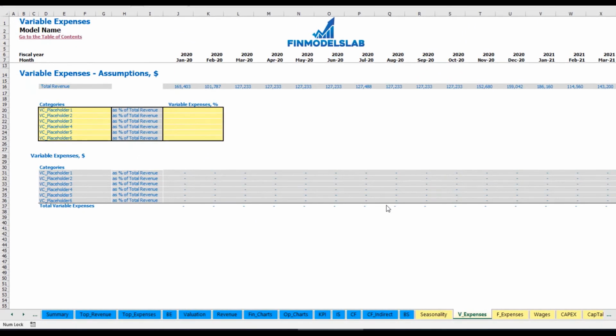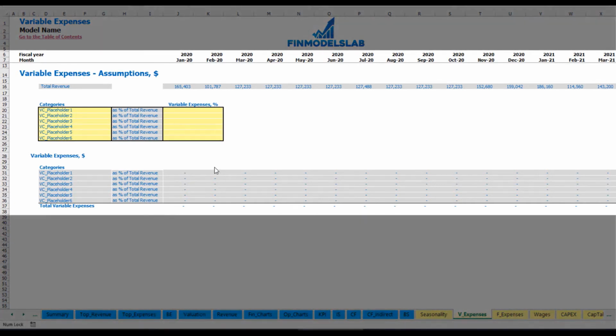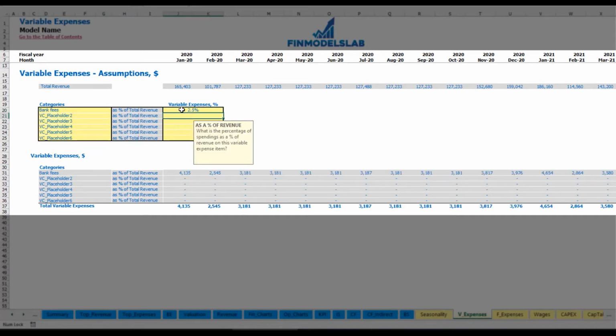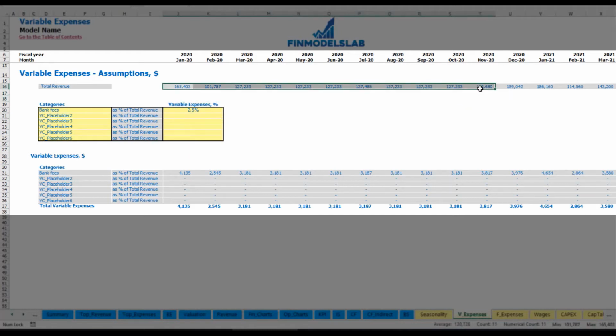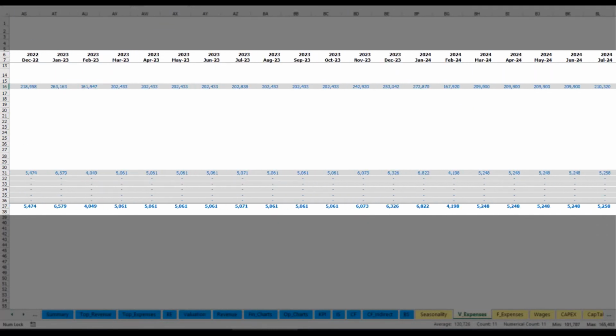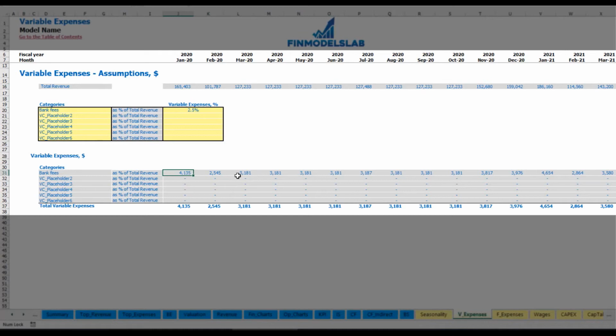On the variable expenses tab, you can input your variable expenses as a percentage of total revenue. Let me show you how it works. For example, bank fees, and your bank fees is 2.5% of your revenue. So in the same way as your revenue grows over time, you may see that bank fees will grow as a percentage of this total revenue.